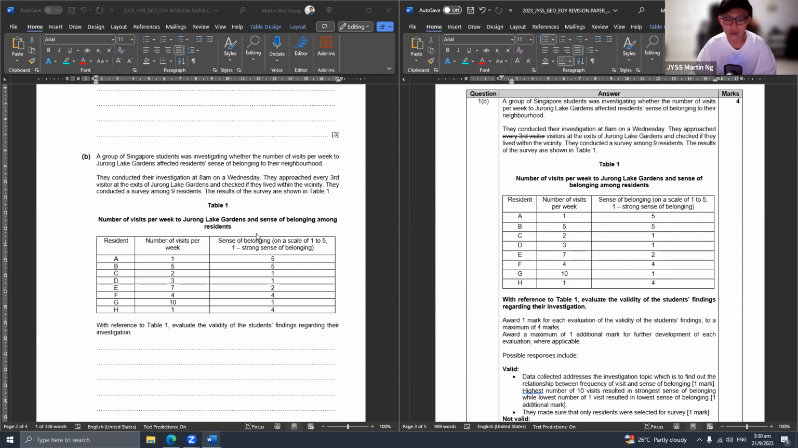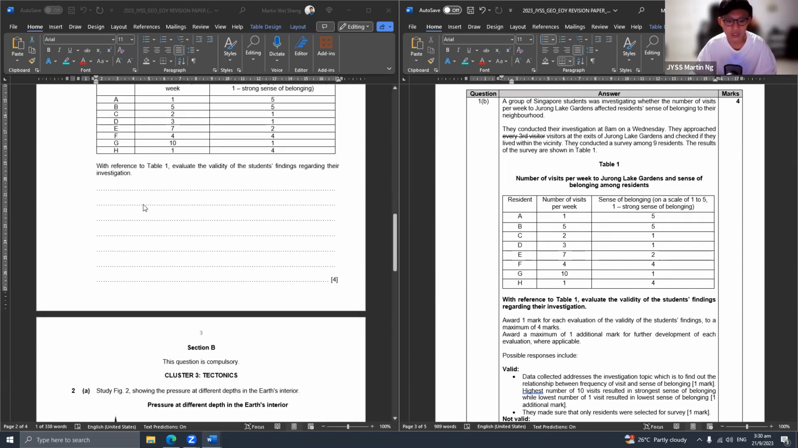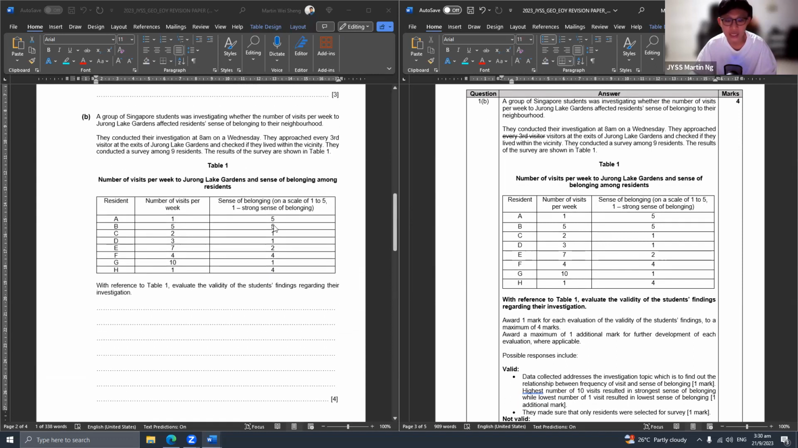Now the second question is related to your GI, your geographical investigation, or now they call it geographical methods. So the typical question whereby you look at some data and then you try to make sense of it. So whenever you are given this kind of question, please pay close attention to the text in front over here, because this text actually gives you details, or some would say the context of the GI. So they're telling you what the students are doing, and from there, you will use the information provided in the context over here to help you answer the question.